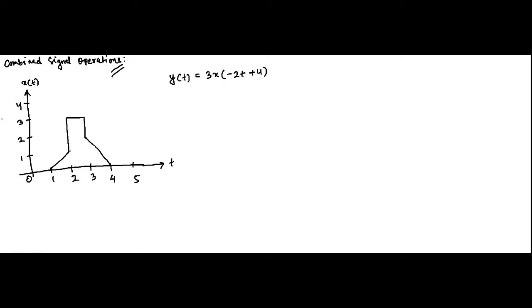Hello friends, so here we are again with another question on combined signal operations. So far we have tried out different combinations of individual signal operations, how we can group them and perform multiple signal operations at the same time. Here we have another such expression, which is given by y(t) = 3x(-2t+4).